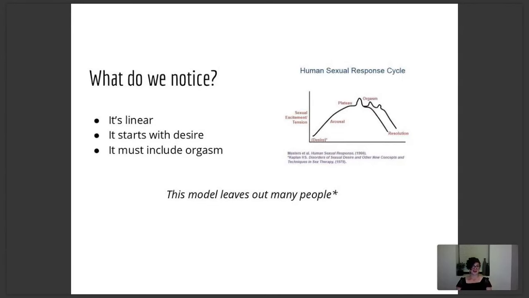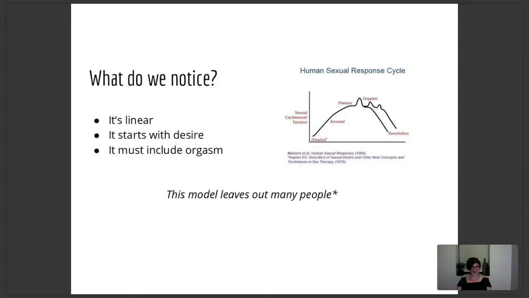A few things that I notice. One is that it's linear, right? This is one direction. And also that it starts with desire. That is the beginning point of this model. And another thing is that it must include orgasm. That's an essential part of this model.